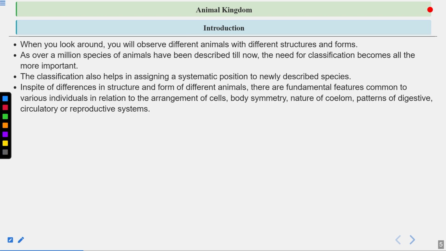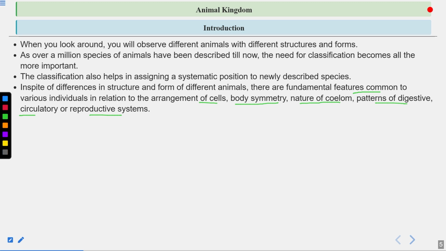In spite of differences in the structure and forms of different animals, there are fundamental features common to the various individuals in relation to the arrangement of cells, body symmetry, nature of coelom, and patterns of digestive, circulatory, and reproductive systems, right? So those are the fundamental features. What are the fundamental features that we are going to study about?